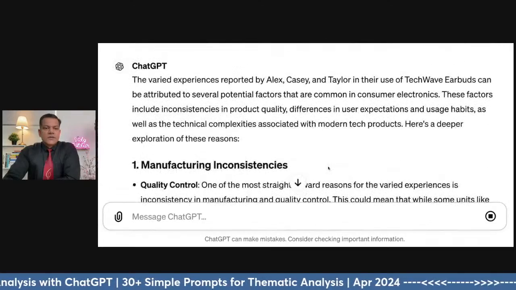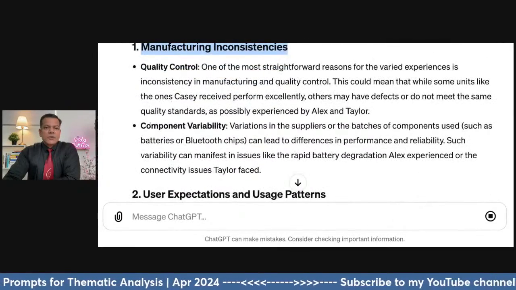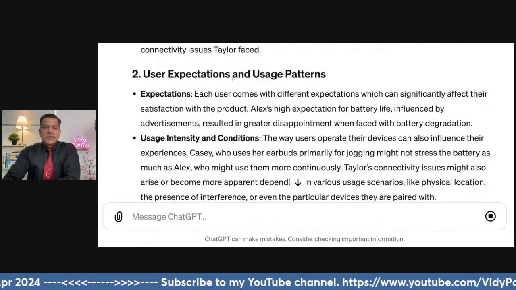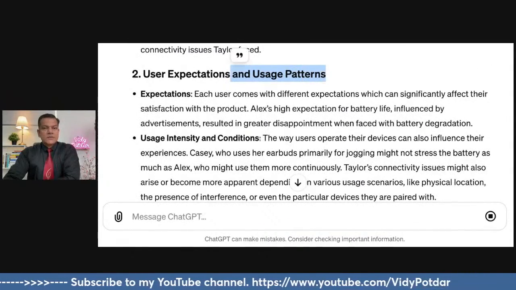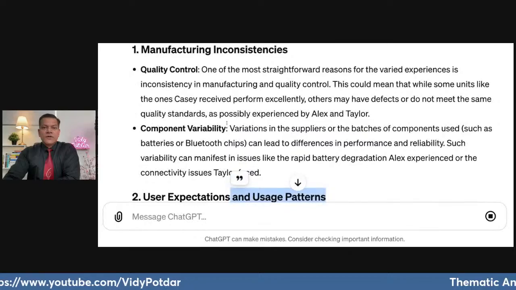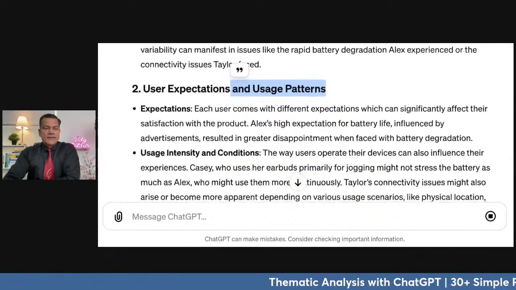So now this information that we are getting: manufacturing inconsistencies, quality control and component variability, user expectations and usage patterns. This all is not there in the interview transcripts, but this is being inferred. So this kind of thing is very powerful when you are using ChatGPT for doing this kind of qualitative or thematic analysis.